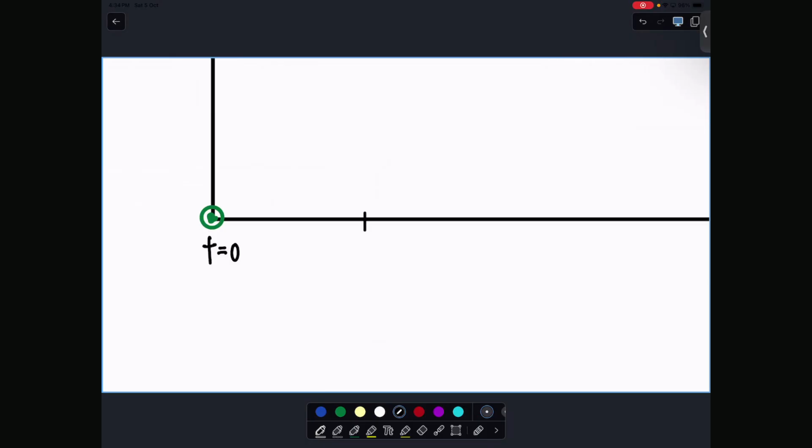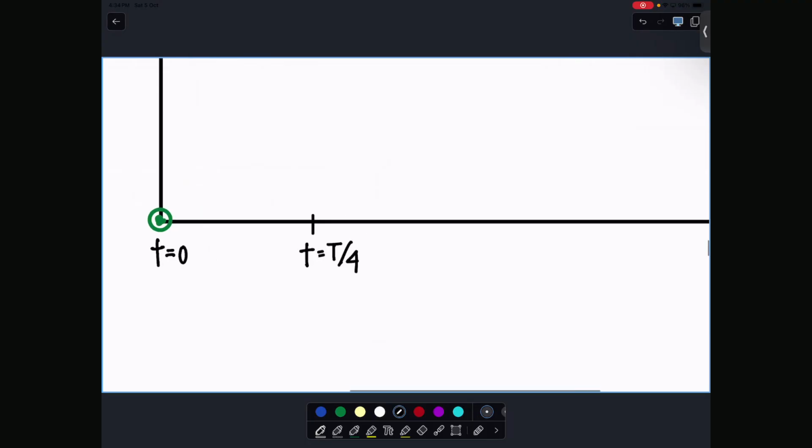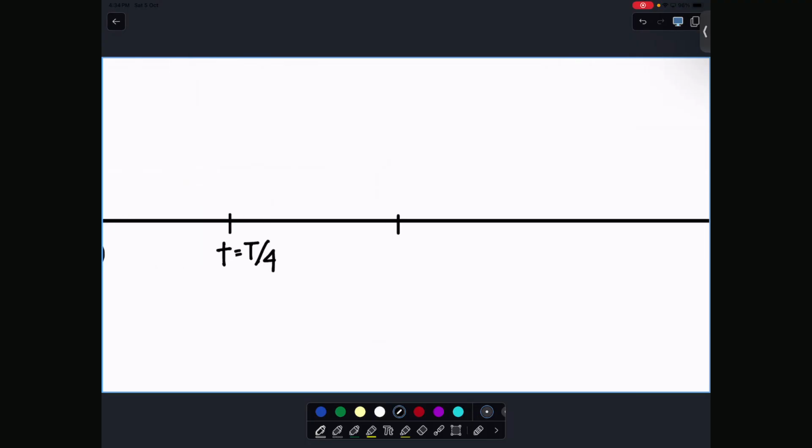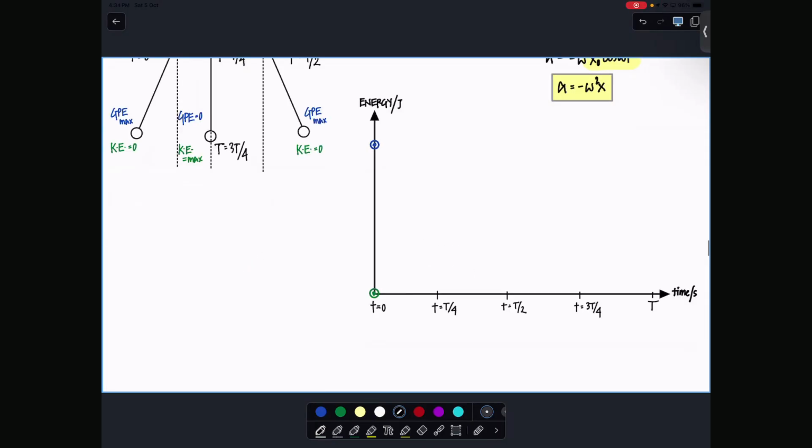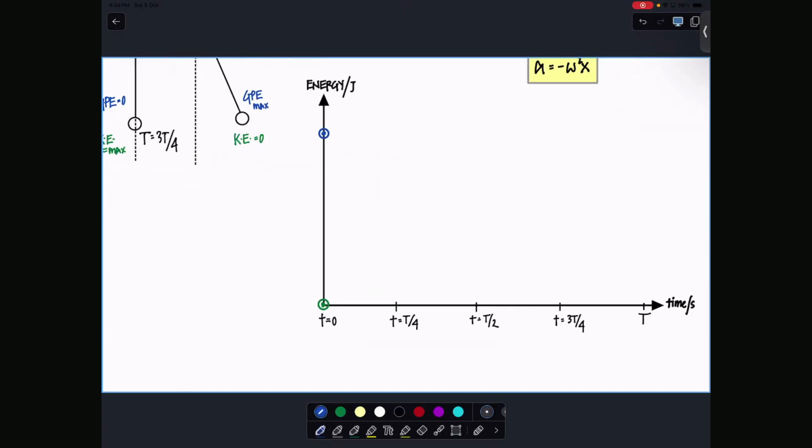This is T equals T by 4, and T equals T by 2. You'll find the graph looks a little interesting, different from what most students anticipate. And 3T by 4, and that is T, the total time period. So let's look at the values here. GP is maximum at the start and K is 0. And K is what at the start? 0. So let's start. It goes from here.